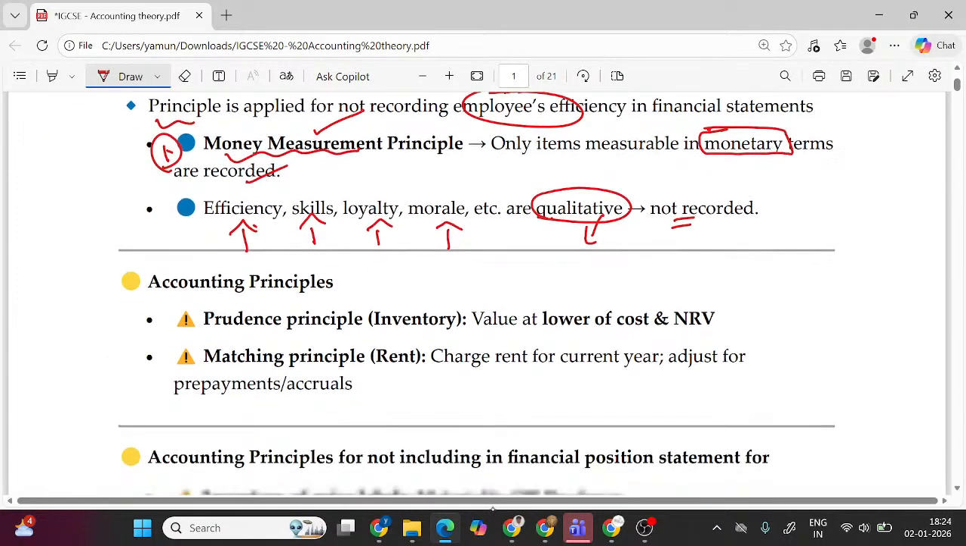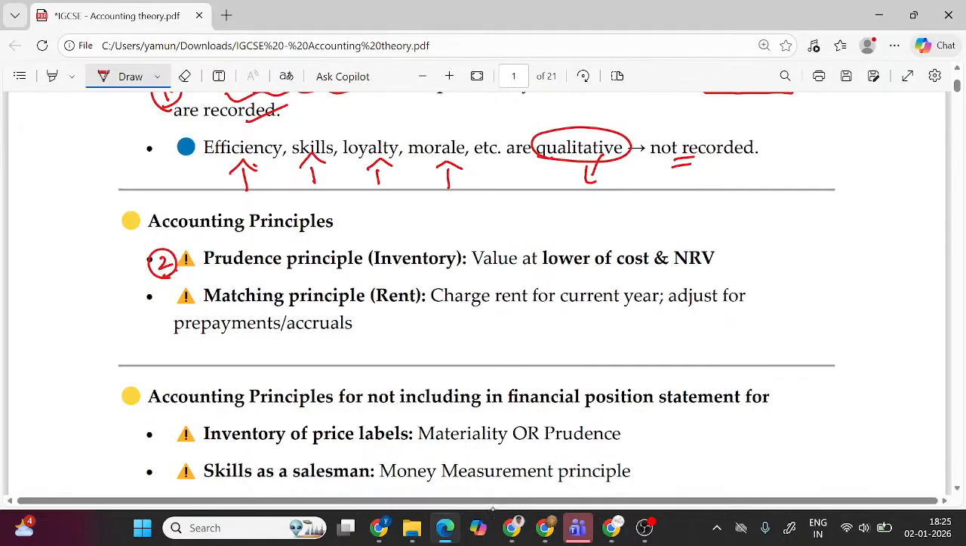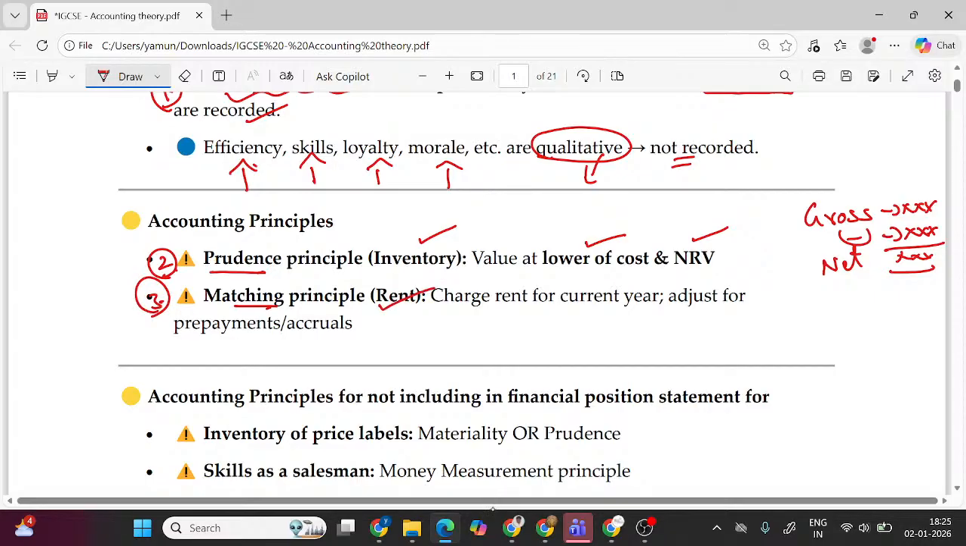What other accounting principles do we know? The second principle is the prudence principle, used for inventory measurement. Usually inventory is valued at, yes please John, lower of cost and net realizable value. If I sell that inventory today, at what value will it be realizable? And probably you might know this concept, gross and net, right? What is the difference between gross and net? From the gross, if you deduct some figures, you'll get the value which is called the net value. Am I right?